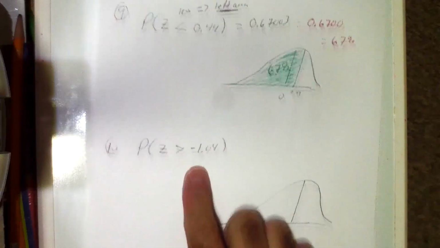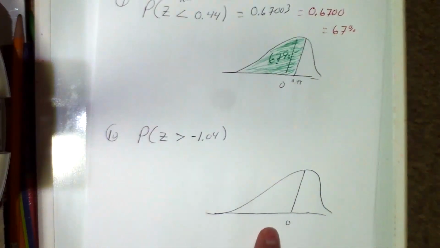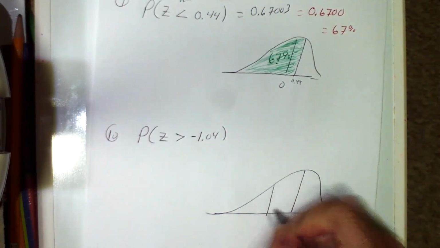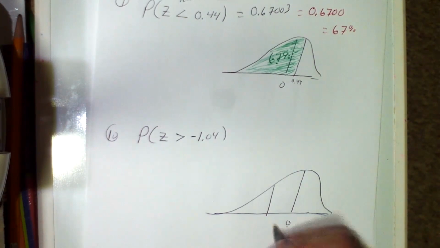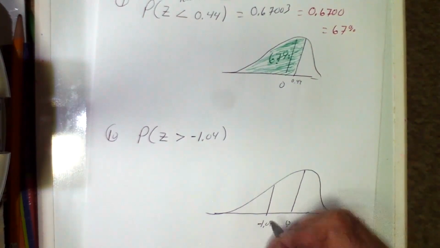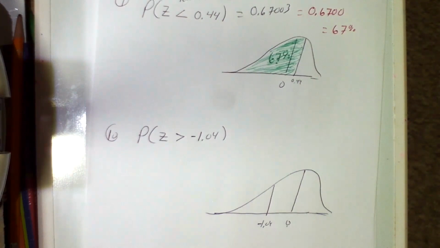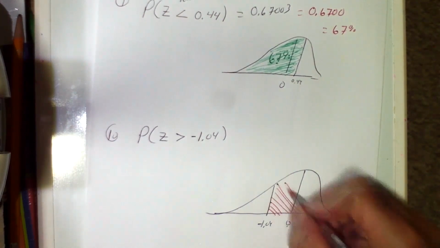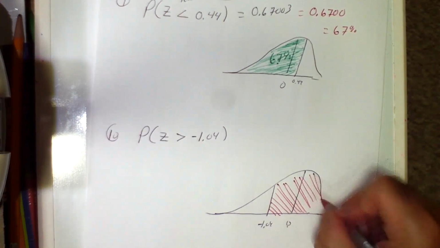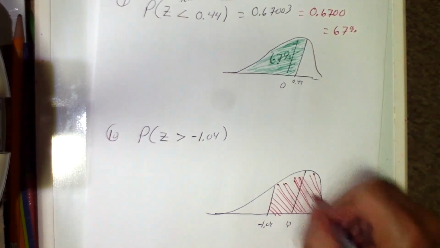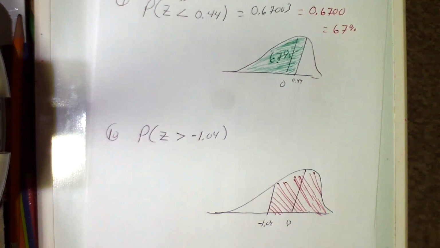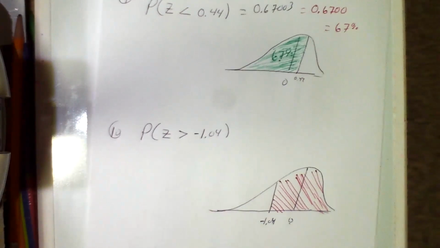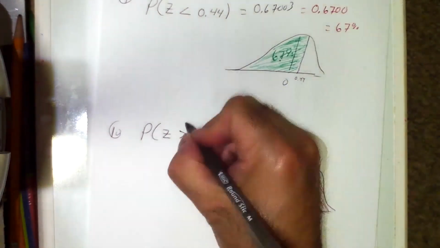There it is. Here's my graph. Negative 1.04. I'm going to have to wing it. I'm going to just say it's right there. Negative is on the left of 0. Negative 1.04. And I'm shading to the right. I have to find out the area that's shaded on the right of negative 1.04. There's my greater than.